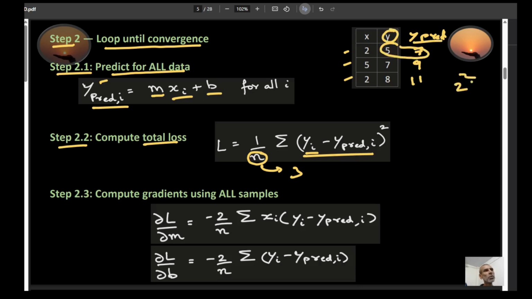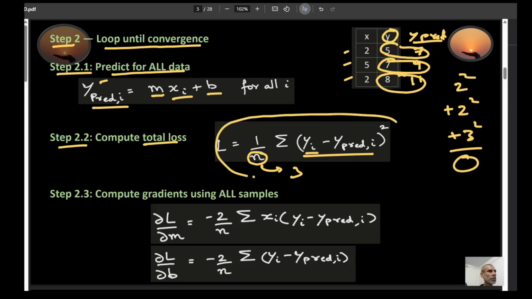Okay, so this is going to become 2 square. Then the difference between 7 and 9, this is going to become 2 again, so 2 square. I'm going to add them all together, and the difference between 8 and 11, that'll be 3 square. Then you add them all together, whatever your answer is, and then you divide by 3, and this is what's happening over here. This is your loss function.